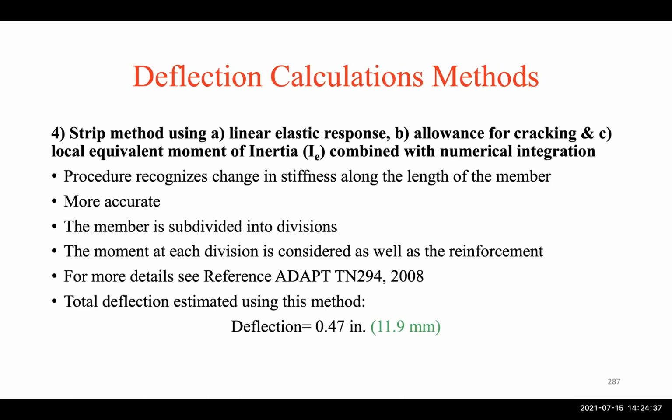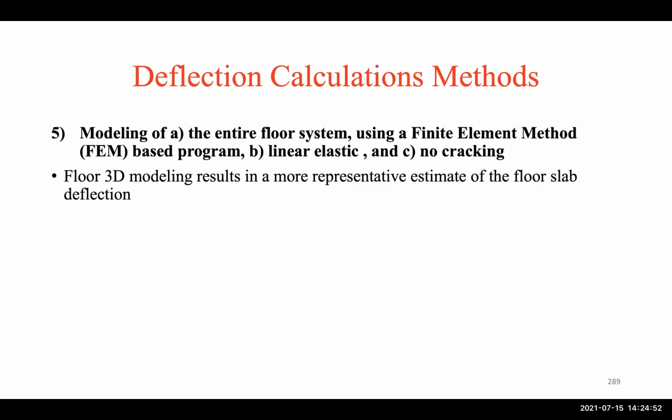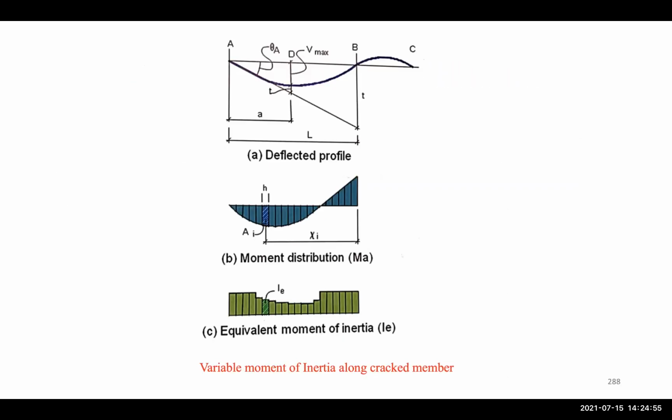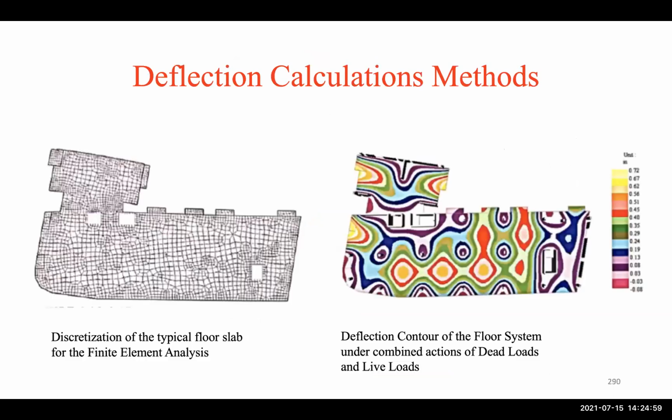And then this one is the linear elastic strip method with linear elastic allowance for cracking, combined with average effective moment of inertia. Okay. So again, these are actually iterative procedures that we can use, and then modeling, which is something that we do every day, and we can get the contours like this to determine the deflection and look at the maximum deflection.